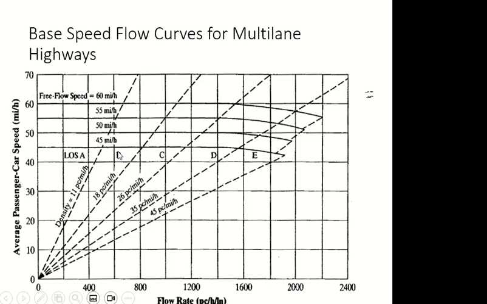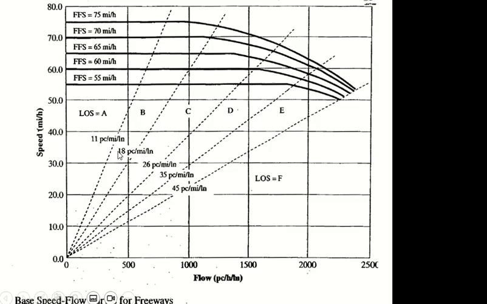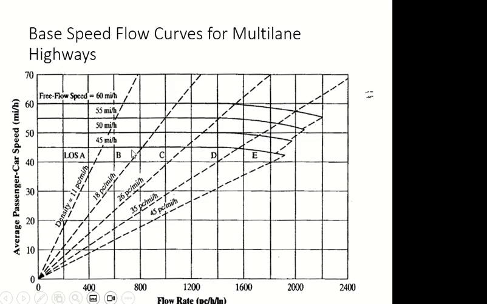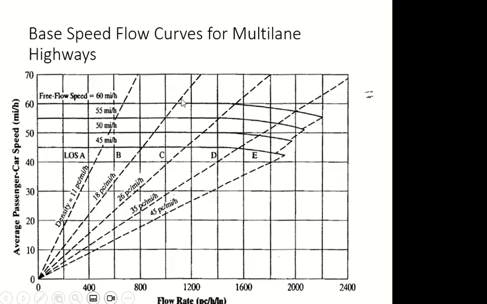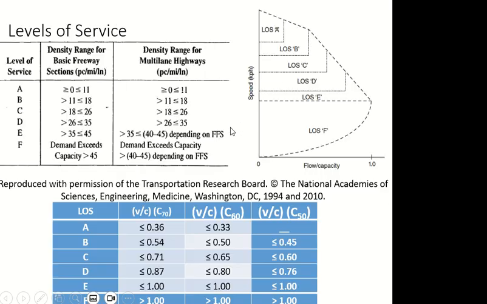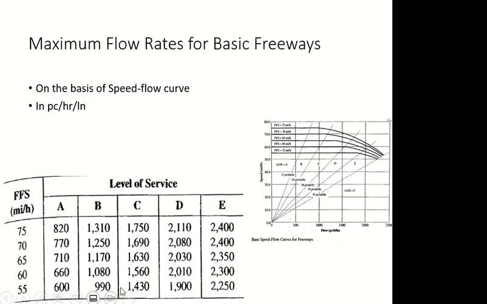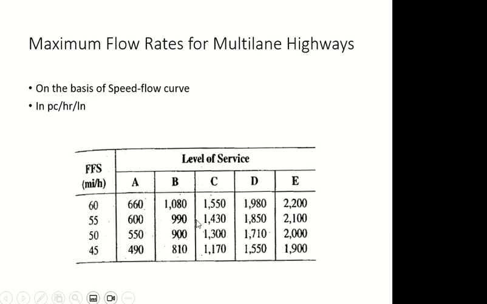Okay, so for these graphs, this is for freeways again and this is for multilane highways. So the 55 service flow rates for freeways are different. The free flow speed 55 miles per hour has a different service flow rate as a freeway and a different one as a multilane highway. Okay, so the values are not the same. So you see two tables here, one for freeways and one for multilane highways. Okay, and this is how they are coming.